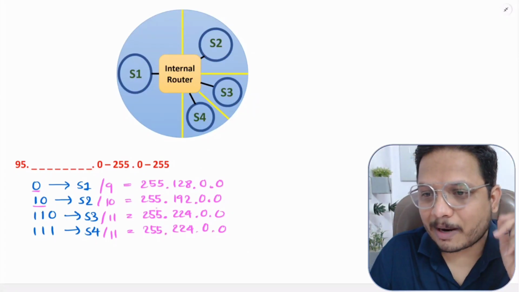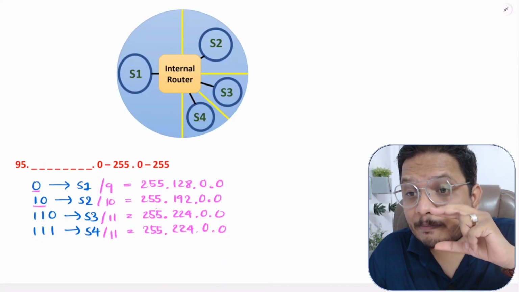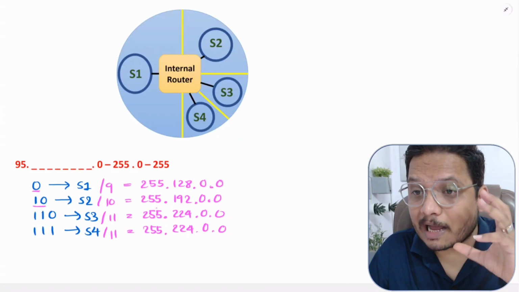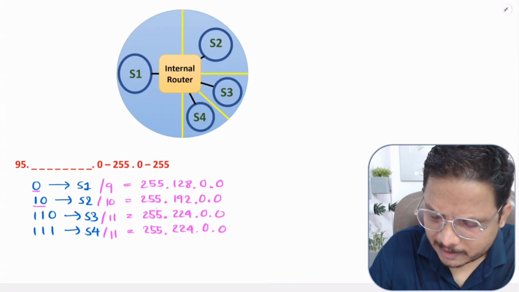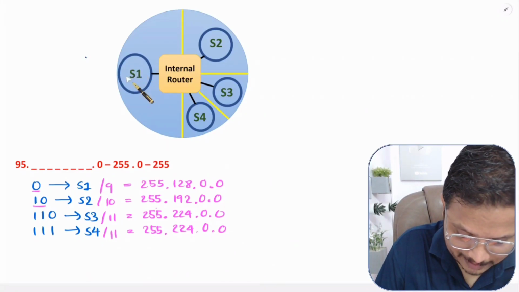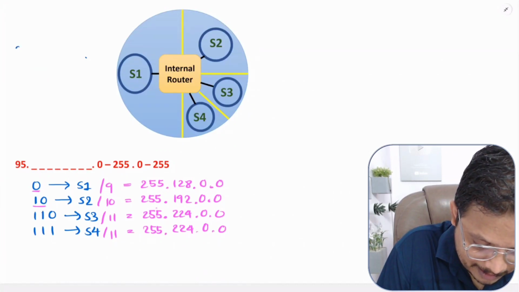Now the very interesting part comes, that explains how we can have the IP range for a subnetwork. Here it is very simple. You just see for S1, the first network ID will remain the same, 95.